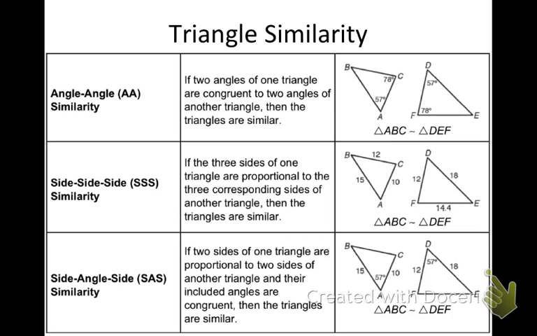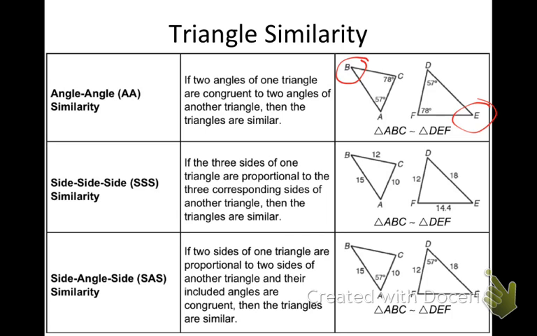AA similarity states that if two angles of one triangle are congruent to two angles of another triangle, then the triangles are similar. So what that means is we all know a triangle adds up to 180. So if two angles are the same, then the third angles have to be the same as well. Okay? So that makes them similar. It does not make them congruent, but it means they will for sure be similar.